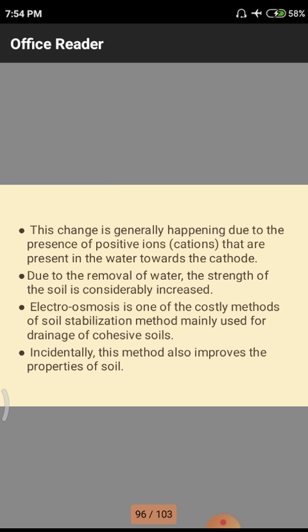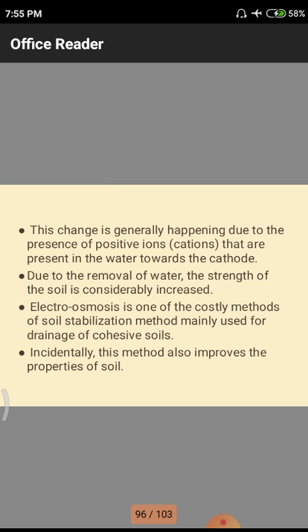And due to the removal of water, the strength of the soil considerably increases. Whenever there is a removal of water from the structure, the structure will be densified. That means normally in the previous case there may be some small content of water. Due to that water, there will be some slight change in the structure of the soil according to the particle sizes, so the total structure strength also varies.